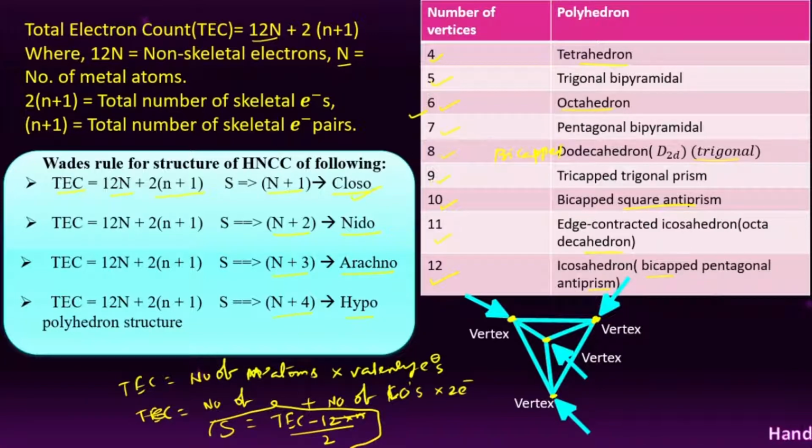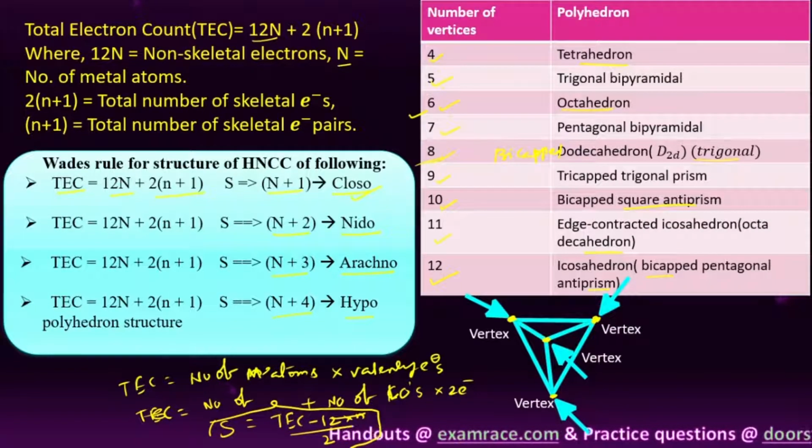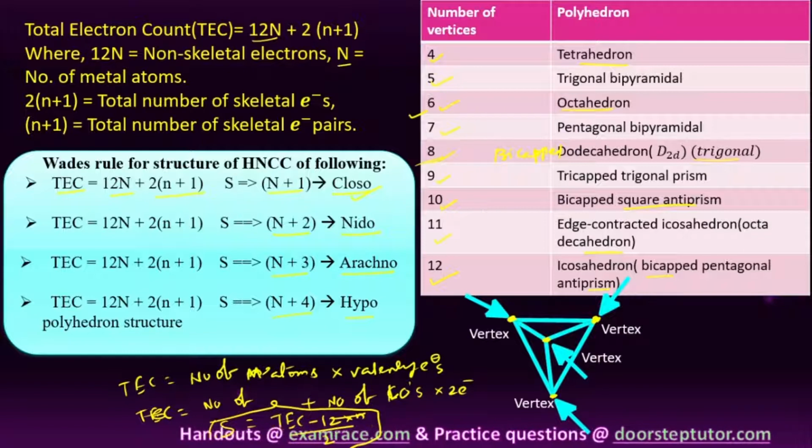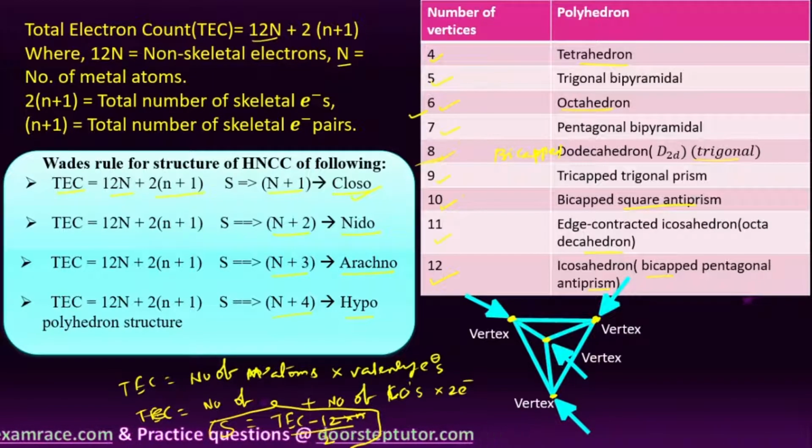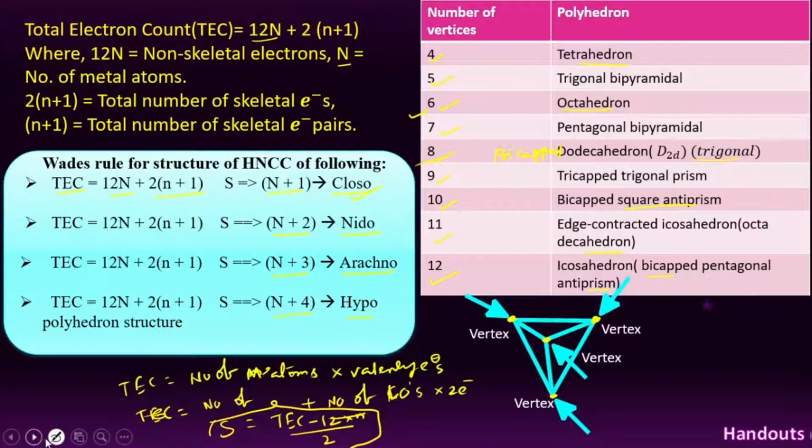Most of the examples come in this range of 4 to 8 vertices only. In previous exams also, they most probably covered up to 8 vertices only. Okay, right. Then we will move on to how to count the number of electrons in these metal carbonyl clusters.